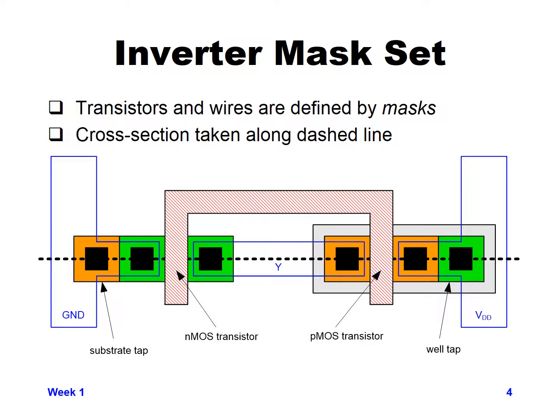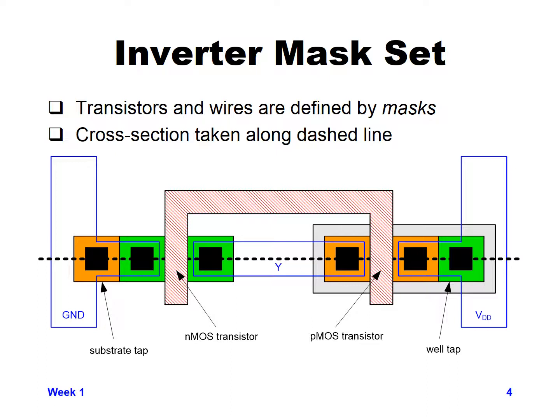Next regions that we need, you can see the red striped region is the polysilicon that will be deposited. Polysilicon has reasonable conductivity. It's more resistive than metal, but it can be used pretty well as a conductor, especially for short distances.